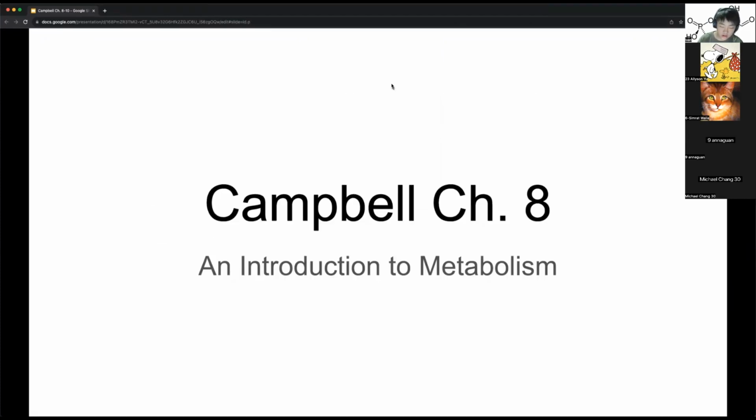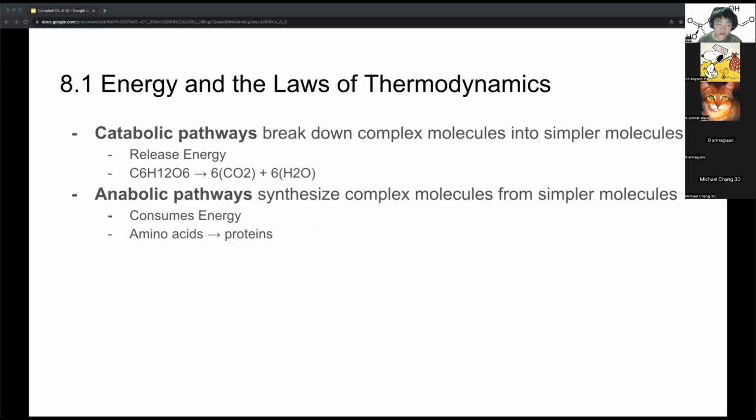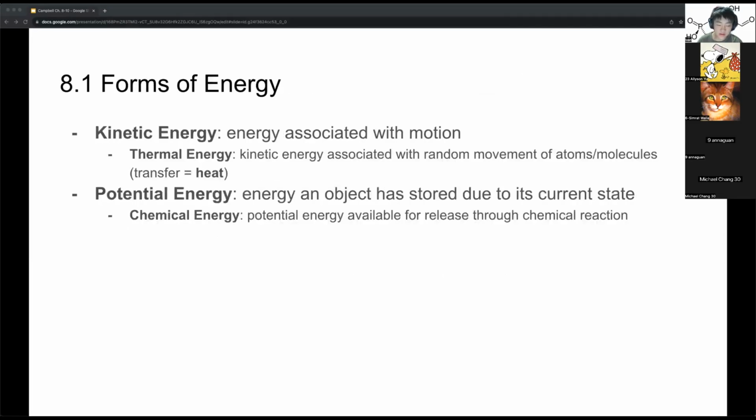Anyways, today we're going to talk about chapters 8, 9, and 10. Can't remember. But it's basically energy. The first topic is energy and the laws of thermodynamics. Catabolic pathways break down complex molecules into simple molecules and they release energy. Anabolic pathways synthesize complex molecules from simple ones and consume energy. You don't really need to know this, but you should know the concept.